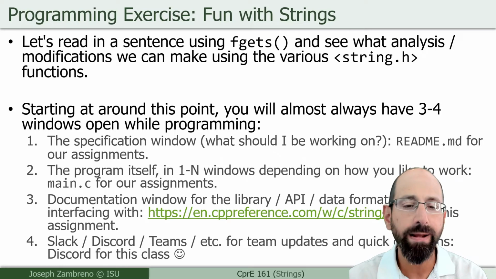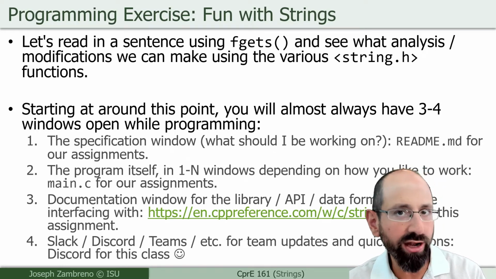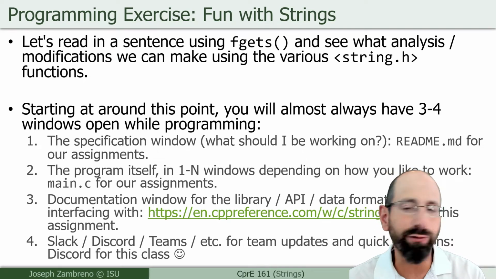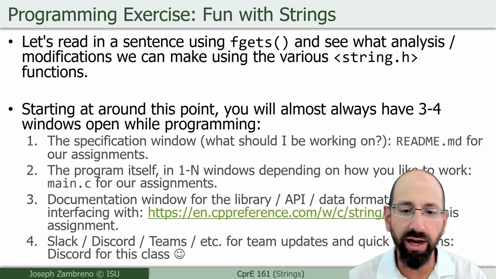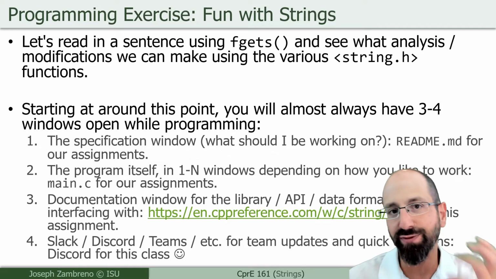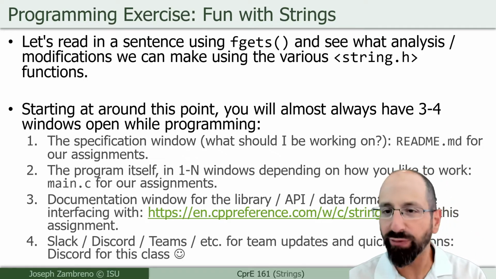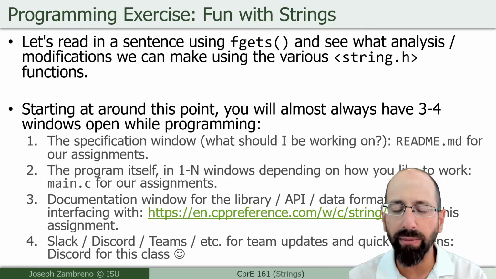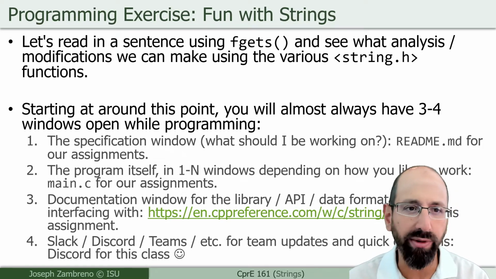functions there for us? I think at around this point, if you've not already gotten to this point, working on the programming practices, you're really going to have 3 or 4 windows open while doing your programming, right? You're always going to have the specification window open. For us, that's our README markdown file. You always want to have that handy. You don't want to be blindly just programming without knowing what you're supposed to be programming and working on.